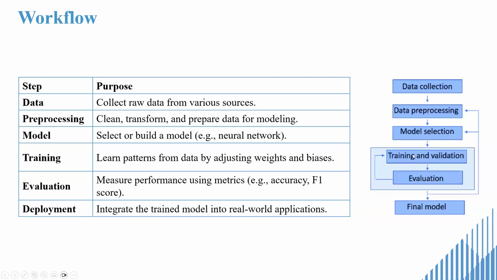Then you will do your training and validation, and you will see what your output is and how it's performing using a confusion matrix, the ROC curve, AUC, and many other graphs. Then you have your final model ready for deployment. So you can see data pre-processing: clean, transform, and prepare, and model training like a neural network. You will then measure performance using F1 score, accuracy, precision, and other metrics.